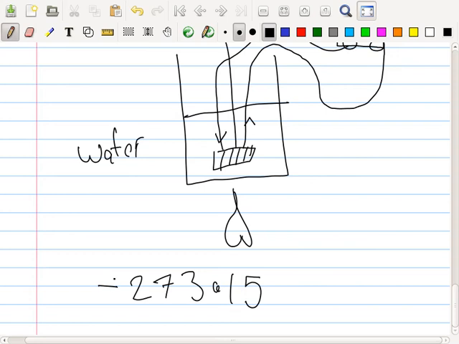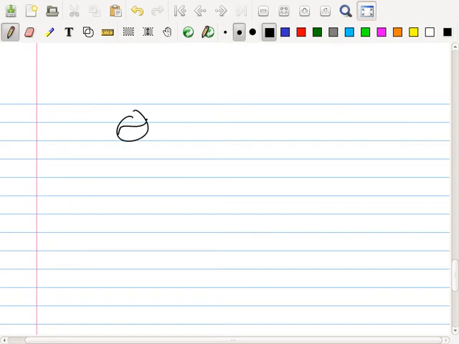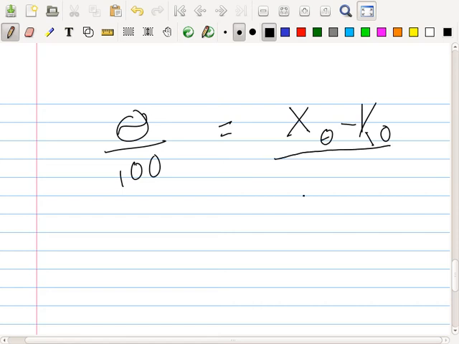There are other thermometers here, but not necessary for our purposes, I think. What I should also say now is the formula. Did you write this down? Now the formula: theta over 100 equals x theta minus x0 over x100 minus x0.